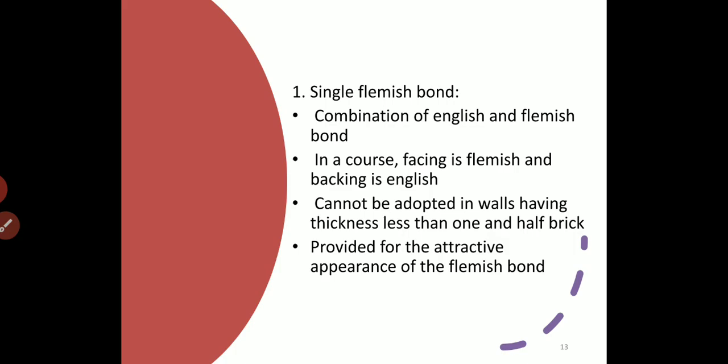In a previous lecture, we discussed what is the facing, what is the face, what is the back, and what is the backing. Facing means the exterior of the wall, the material we provide on the face of the wall, and backing means the back side of the wall, or the internal wall, in which the material is provided. Facing means the part that comes in contact with the weather. So, single Flemish bond: the facing of the wall is Flemish bond, and the backing is English bond in each course.